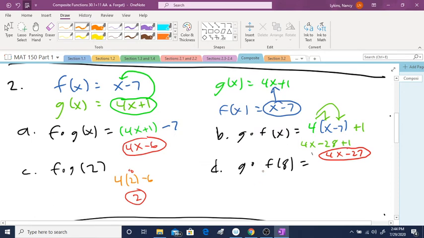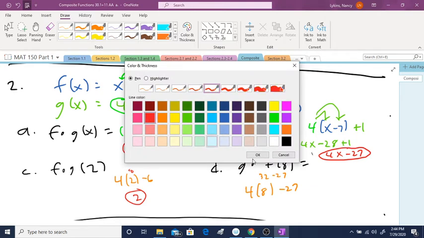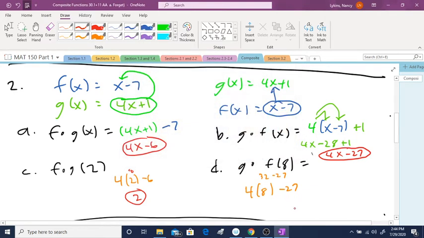what I'm going to do is I want to take, since that f of g of f is the same as b, but now I've got that value of 8, I'm going to take 4 from my answer in b, and plug in that 8, minus 27. So 4 times 8 is 32, then minus 27. And that gives me the answer of 5.